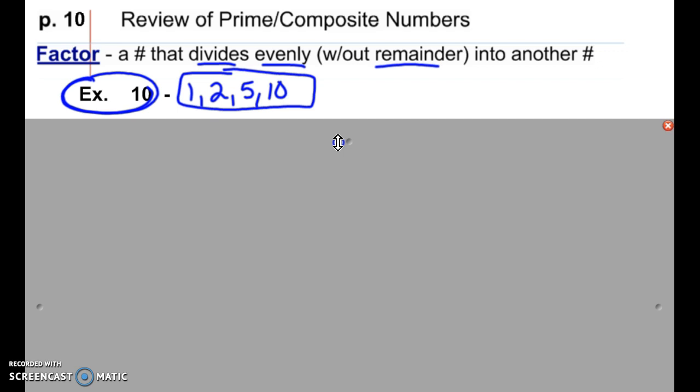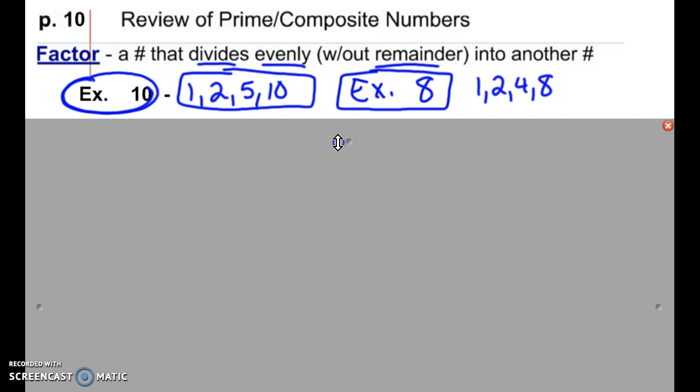Now that you know what factors are, and I've done one example with you, right now I want you to do this next example. I want you to make a list of the numbers that will divide evenly into 8. Pause your video, copy this example down, and then write the factors. Okay, hopefully you listed the factors of 8 as being 1 goes into 8 evenly, 2 goes into 8 evenly, 4 goes into 8 evenly, and 8 goes into 8 evenly. Check your work and make corrections as you need to. If you need to pause the video to make your corrections, do that now.